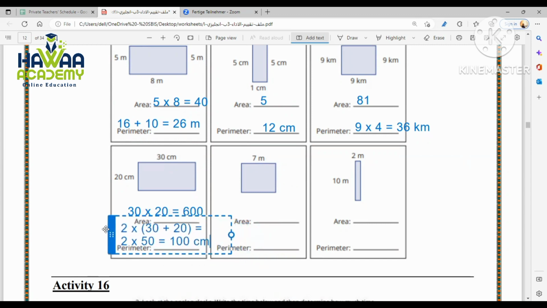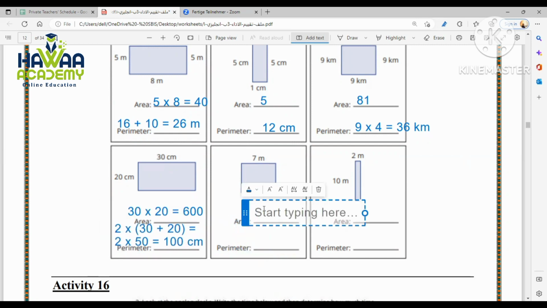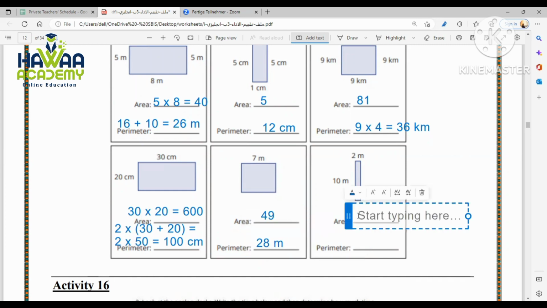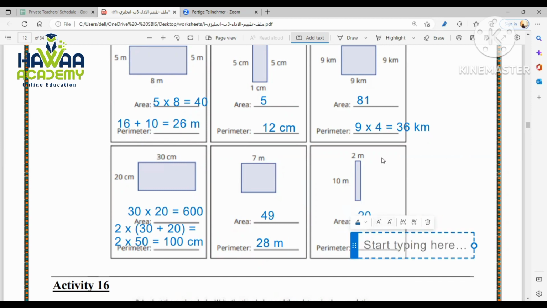What about here? It's also a square, so it's going to be 7 times 7, which is 49 meters squared. What about the perimeter? It's 4 times 7, which is 28 meters. The area here is 10 times 2, which is 20 meters squared, and the perimeter is going to be 12 times 2, which is 24 meters.